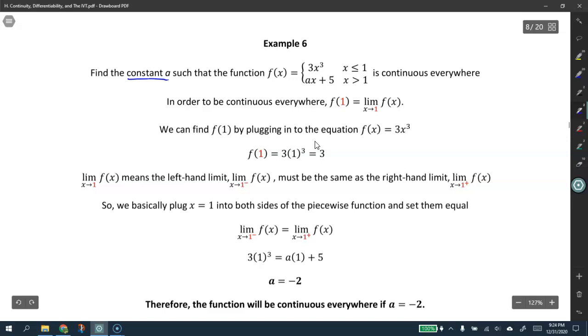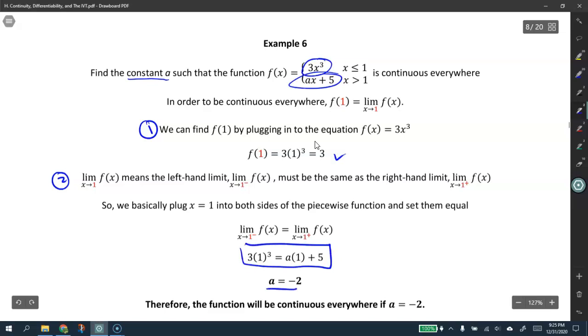Again, step number 1 is I'm going to find f of 1. And when I find f of 1, remember that's to plug into the top, because it says that x can equal 1 for the top, but it cannot equal 1 for the bottom. So I plug in the number 1, and I end up with 3. Then in step number 2, I'm going to plug the number 1 into both sides of the function, into 3x cubed and into ax plus 5. And when I do that, you end up with an equation that looks like this over here.